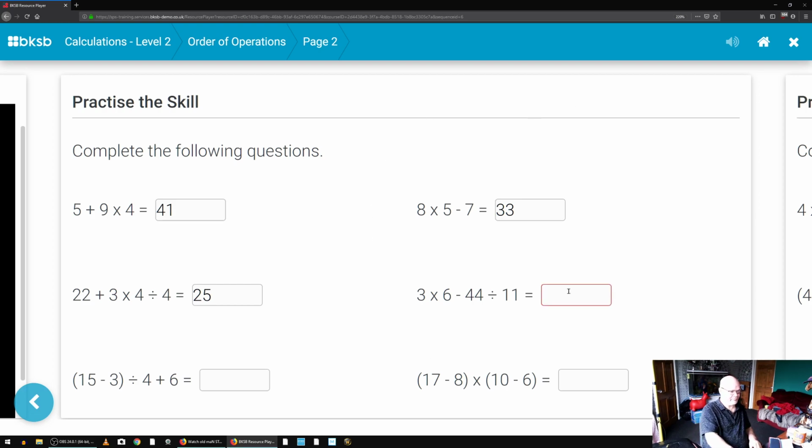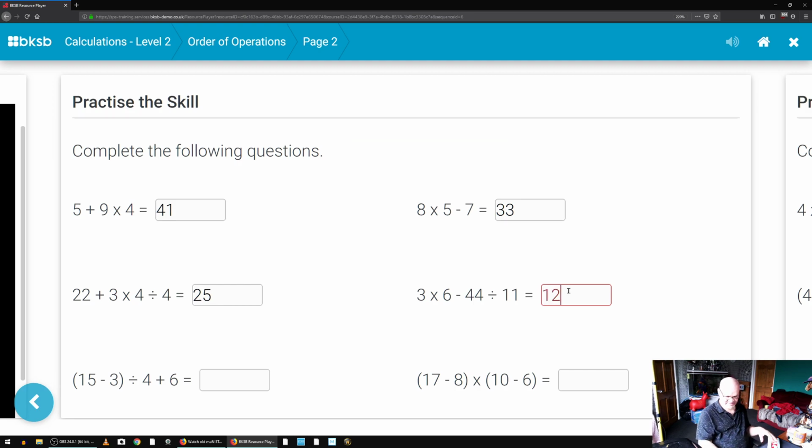Okay, let's do this one. 3 times 6 minus 44 divided by 11. So the first thing to do is the division, which is 44 divided by 11. Put brackets around that. 44 divided by 11 is 4. And then the multiplication, which is 3 times 6. That's 18. And we're left now with 18 minus 4, which is 12.